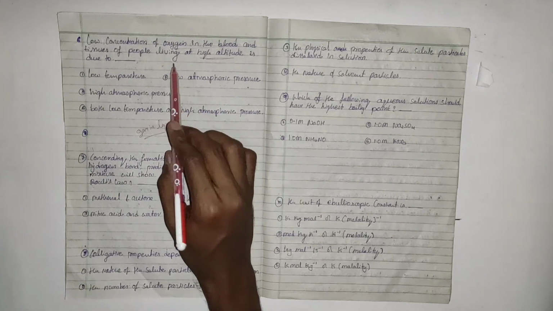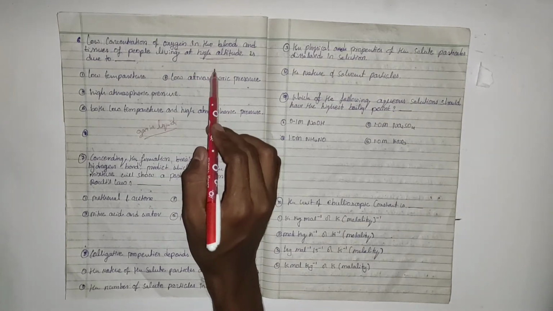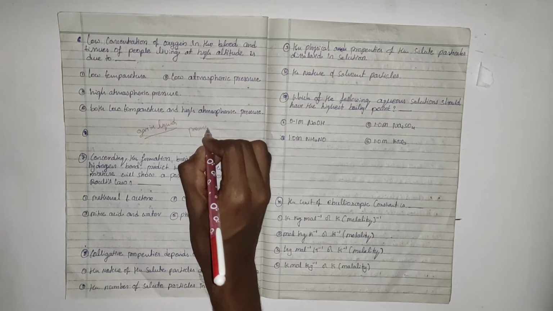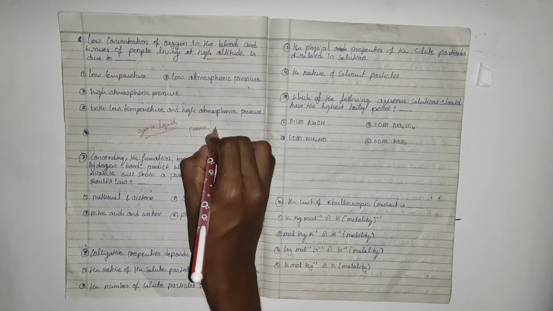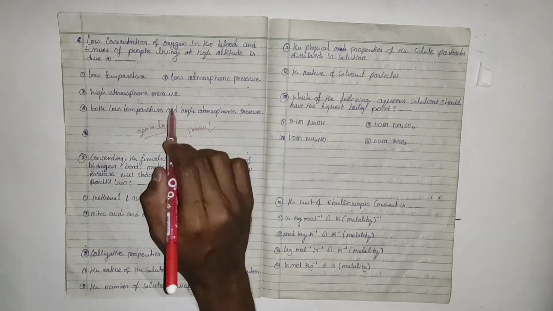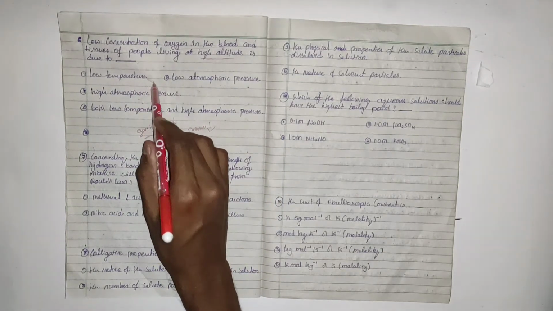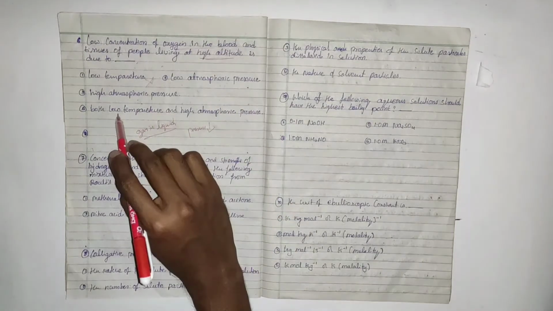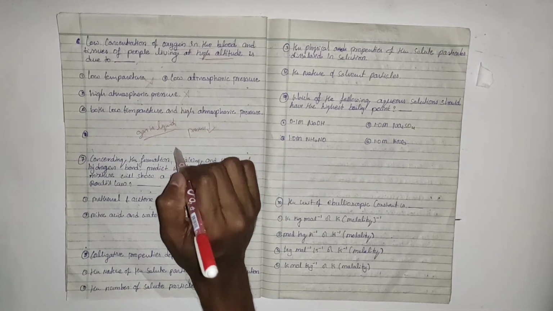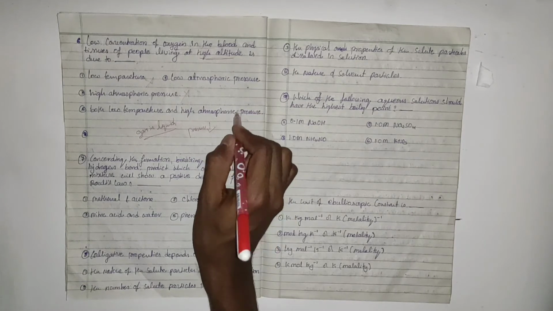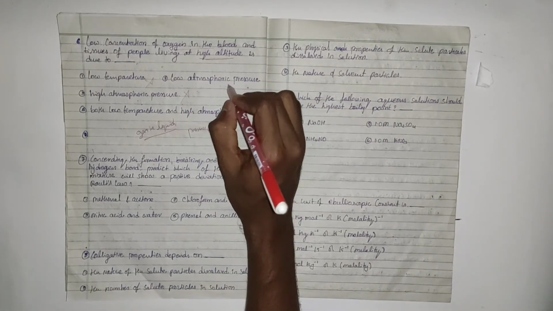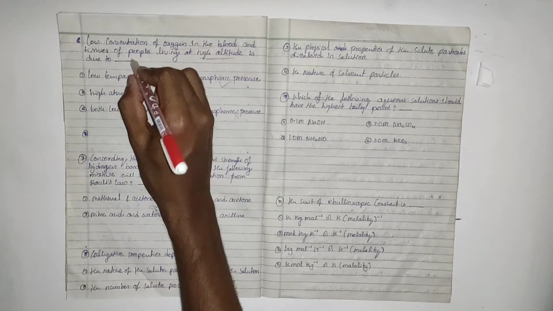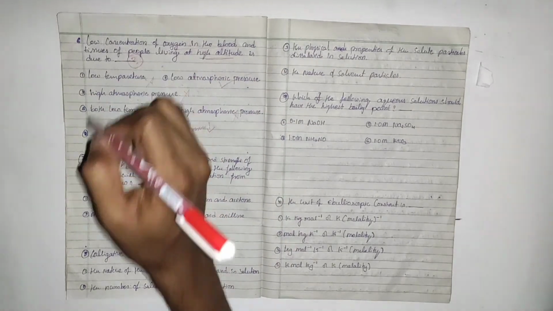Because of that, at high altitude the pressure is very low. So low temperature is not the right answer, and high atmospheric pressure is not the right answer either. The right answer is low atmospheric pressure, because the pressure is very less. So the second option is the right answer for this question.